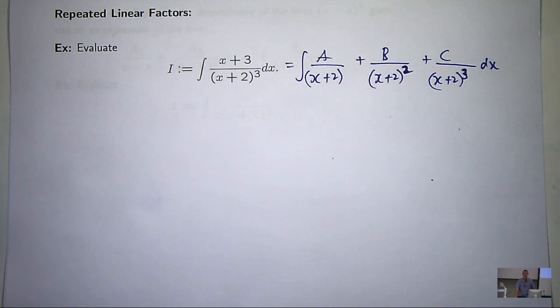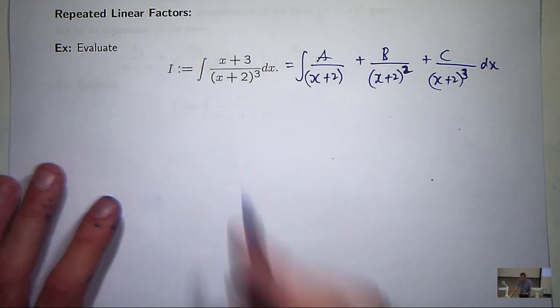Now, on first inspection, that decomposition looks really odd. Why isn't it just a on x plus 2 plus b on x plus 2 plus c on x plus 2? Why not? I'm confused. It's not general enough. Let me actually show you why this is the way to go.